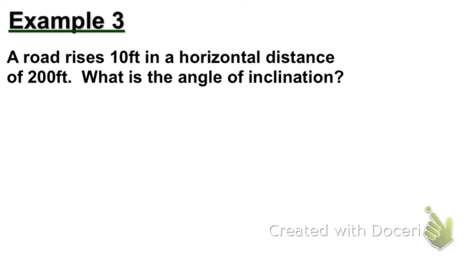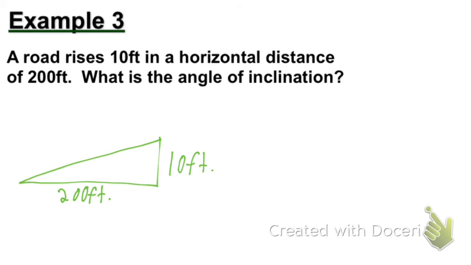Okay. So, we have a road, and it goes up 10 feet. So it goes up 10 feet in a horizontal distance, horizontal straight left and right, of 200 feet. And so we have this road doing that. Or like a ramp. So this is actually the road here.